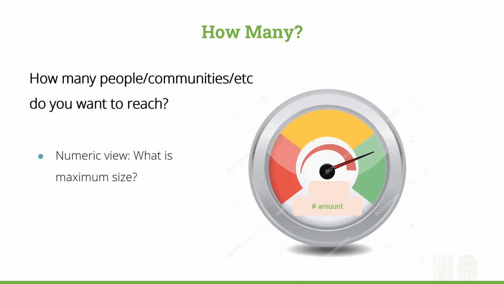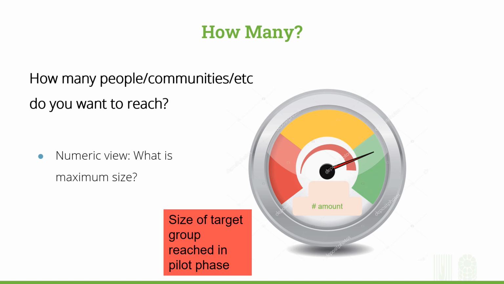How many? Now that's an interesting question. How many people, communities do you want to reach? Because there's a numeric view, but there's also more of a change view. So the numeric view is how many people have you already reached in your pilot phase? So what is kind of your starting point? No?